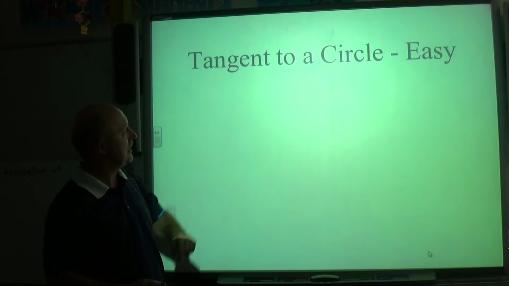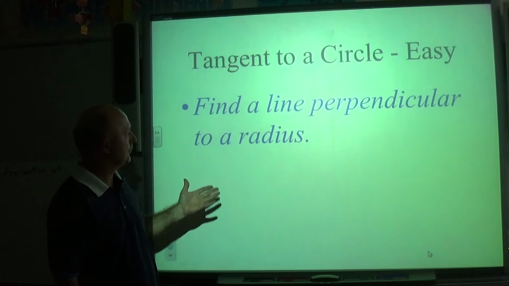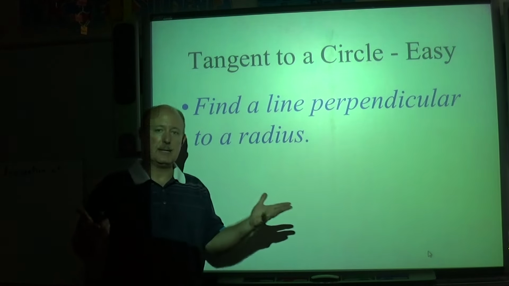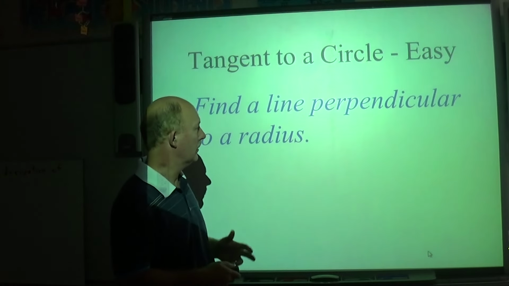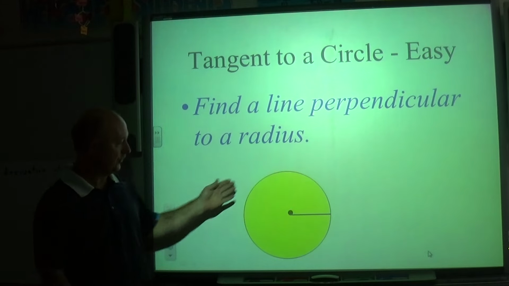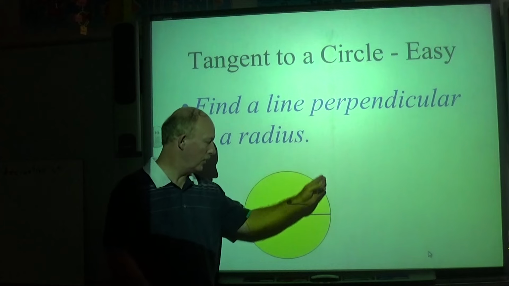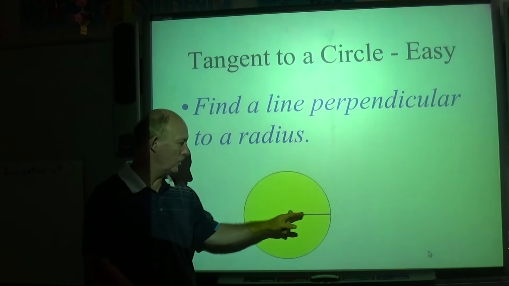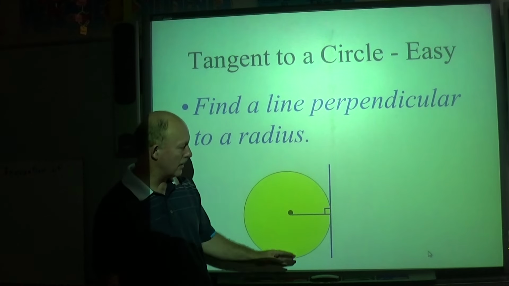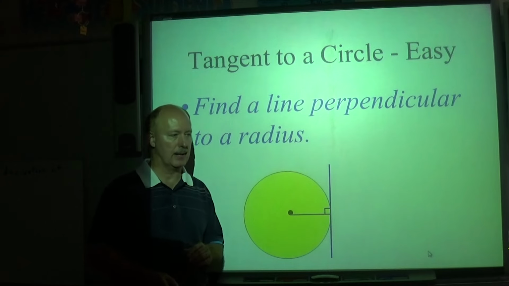For example, a tangent line to a circle, that's easy. If you've got a circle, you find a line perpendicular to a radius of the circle, and then you get the tangent line. So here's my circle, here's my radius. To get a tangent line to the circle, we just draw a line perpendicular to the radius, and it would look sort of like this. So you get that right angle here. Circles are easy to get the tangent line of.